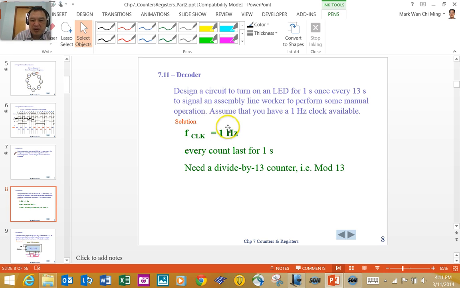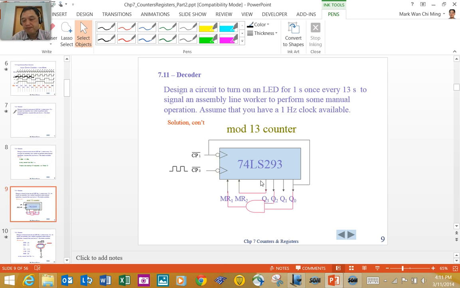Frequency is given to you at 1 Hz. So what we have to do is we need a divide-by-13 counter, right? That means 0, 1, 2, 3, 4, 5, 6, 7, 8, 9, 10, 11, 12. And then we repeat. Altogether we got 13 counts, right? Every count, let's say from 0 count to 1, the time it takes is 1 second. Every count takes 1 second. Are we good? Have a look. So this is the way to design the mode 13 counter, right?